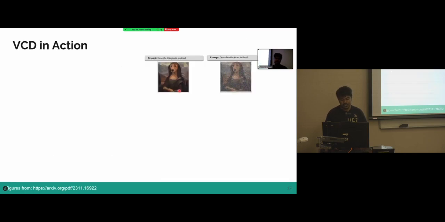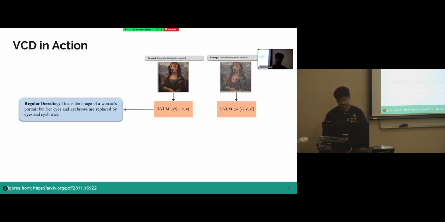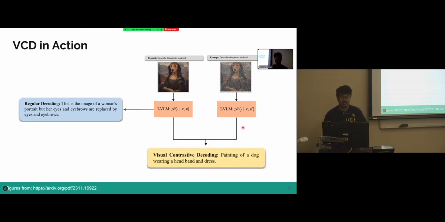Now, let's see VCD in action. If we have an original image and the same image but distorted, we can pass them to the same model. If we don't do VCD, the regular decoding, as you recall from an earlier slide, gives us some nonsensical answer. But if we apply VCD, we can see that the result is way better, because it says painting of a dog wearing a headband and dress. In contrast to the regular decoding, we can say that this is far better.